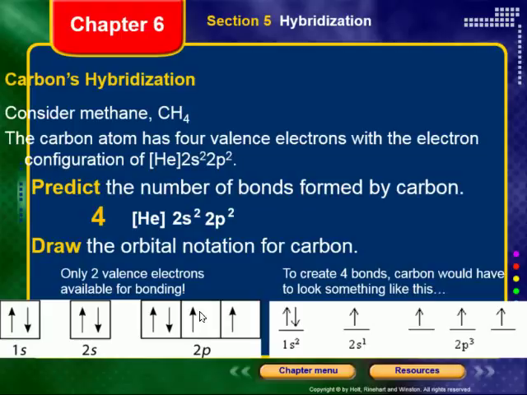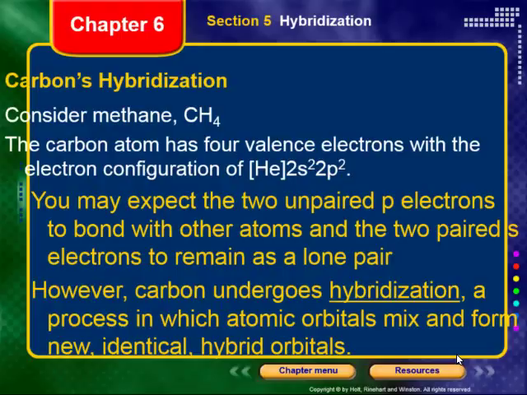And so in order to have carbon act like we've been saying that it acts, forming 4 bonds, we would actually have to have the orbital notation for carbon look something like this over here on the right. 2s1, 2p3. We would need something like this. So how do we do that? These orbitals undergo something called hybridization. So again, still considering CH4, the carbon atom has 4 valence electrons with electron configuration helium 2s2, 2p2. Like we said before, you may expect the 2 unpaired p electrons to bond with other atoms and the 2 paired s electrons to remain as a lone pair.